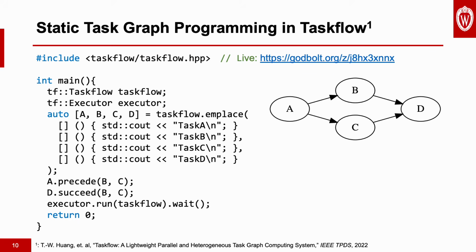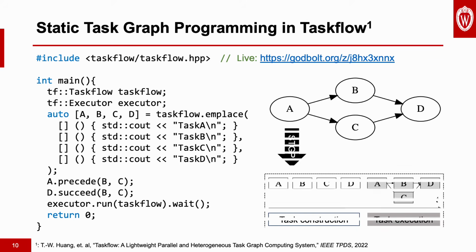First, you define a task flow and executor. Then, you define 4 tasks in terms of C++ lambda function objects, A, B, C, and D. And then you use the precede and succeed methods to relate the dependencies among A, B, C, and D. When the graph is constructed, you submit it to the executor for execution. We call this model static task graph programming, or STGP, because the construction and execution of the task graph are separate from each other. You have to define the task graph first, and then you submit it to the executor for execution.